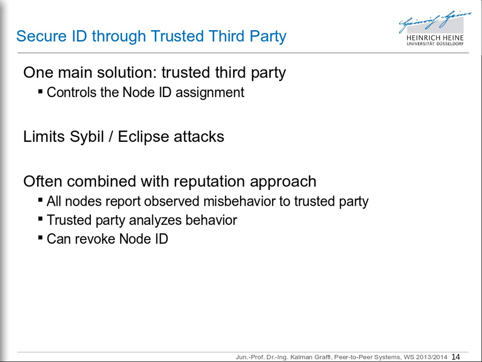This is often combined with a reputation approach. All nodes report observed misbehavior to this trusted party, and this trusted party analyzes these reports, and then they can revoke the node ID of the malicious node.